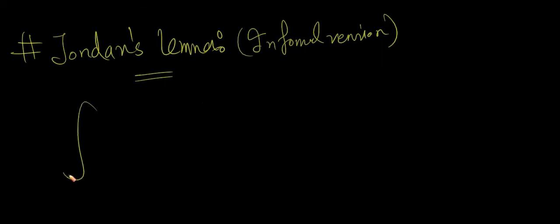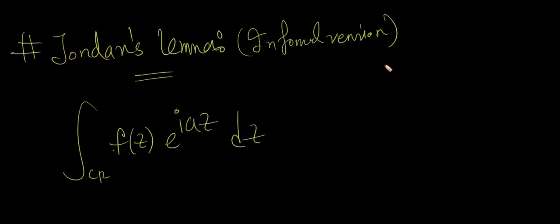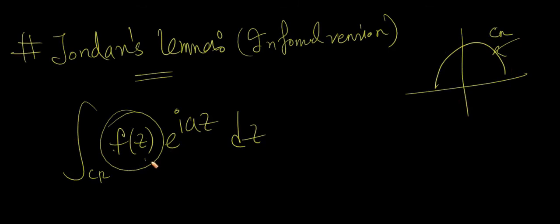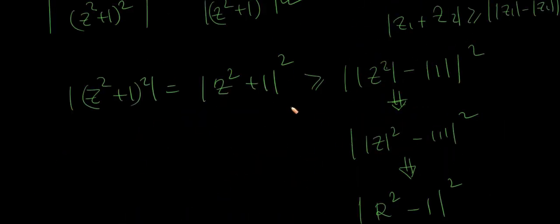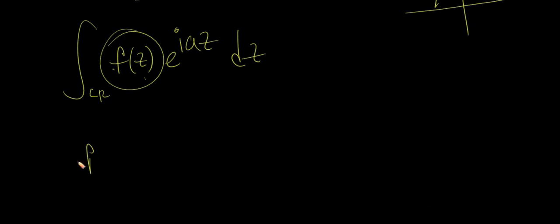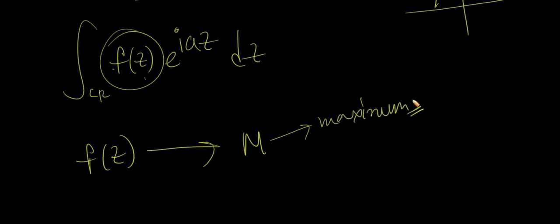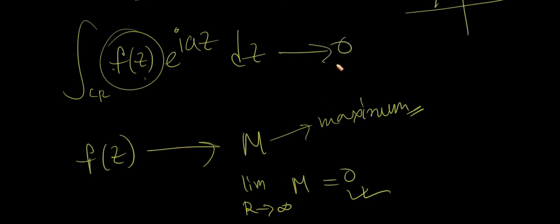So if your integration is something like this, f of z e to the power i a z dz, on this semicircle over here, and you see that after taking the modulus, the things that we did over here, for this f of z there is some M, that is the maximum on that contour, and if you take this limit r goes to infinity of r times M, and this goes to 0, then this whole part will go to 0. So that's a very short and informal version of Jordan's lemma.